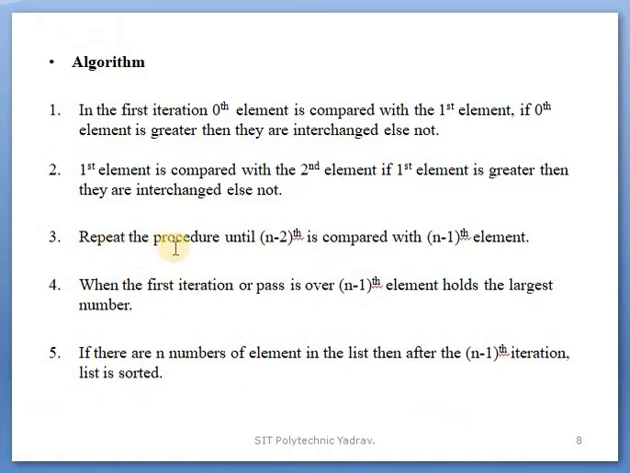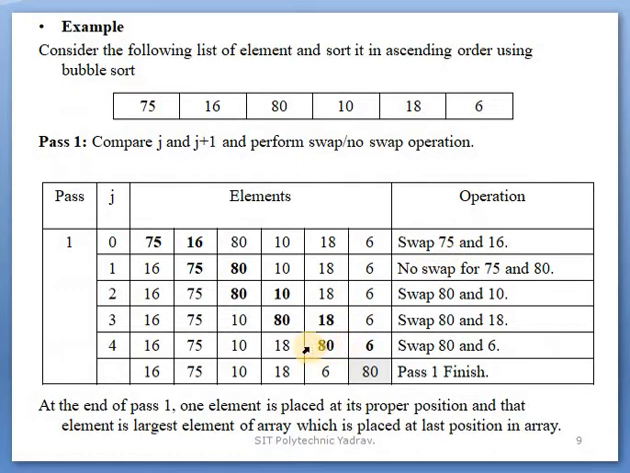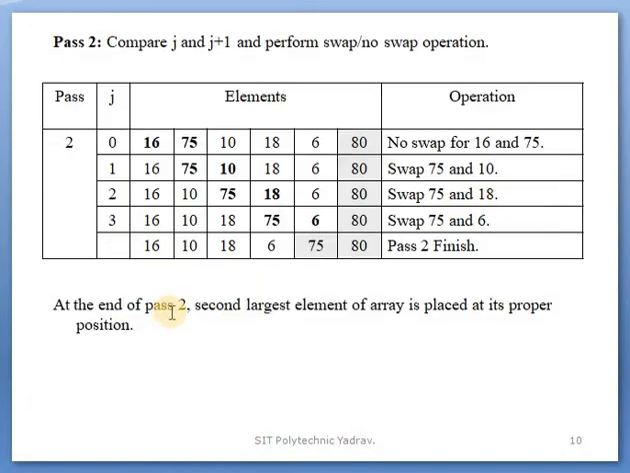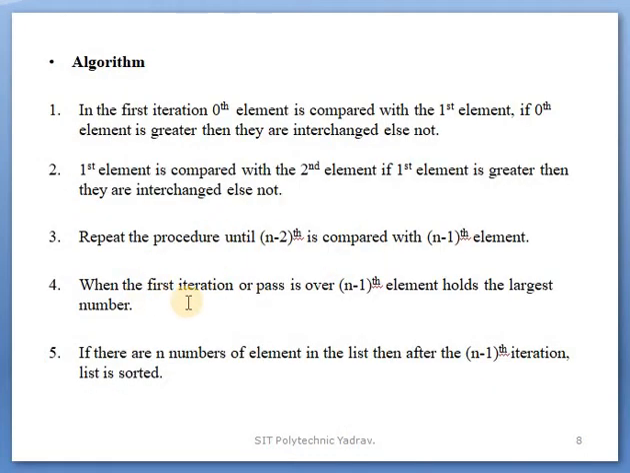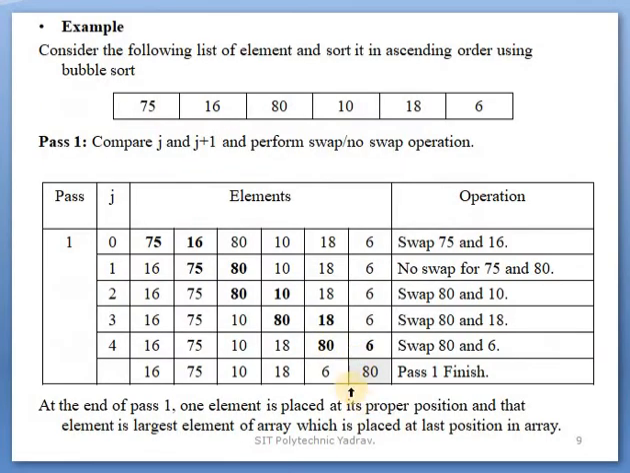We repeat this process up to comparing n minus 2 with n minus 1. Here n minus 1 is the 6 and n minus 2 is 18, so up to this step we repeat the process. After the first iteration, the n minus 1th position holds the largest number. Total there are 6 numbers, so 6 minus 1 is 5, positions 0, 1, 2, 3, 4, 5, and this last position is sorted, holding the largest number.